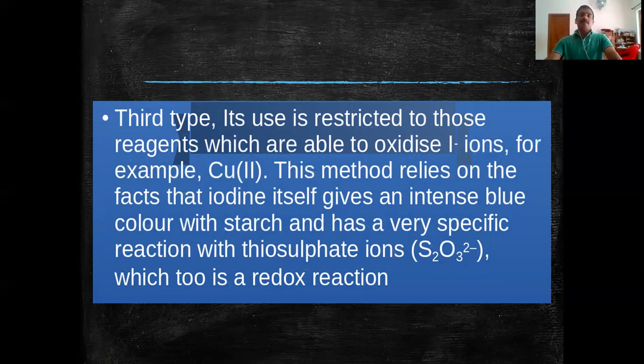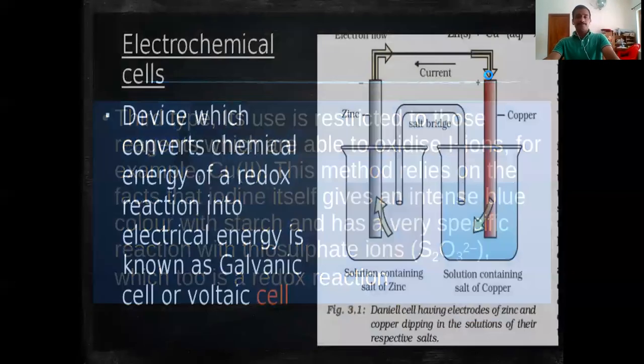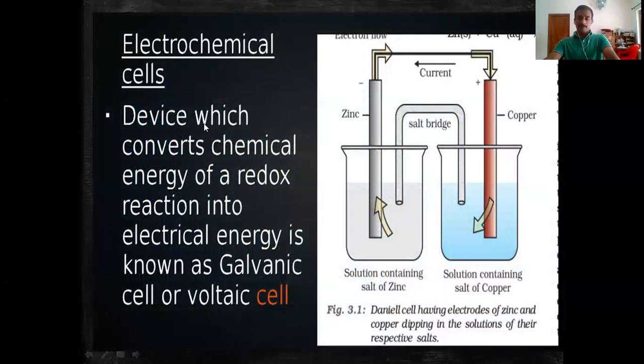Next application is in galvanic cell. All of you are familiar with galvanic cells because in the lower classes you have studied it. An electrochemical cell is a device which converts chemical energy of a redox reaction into electrical energy.